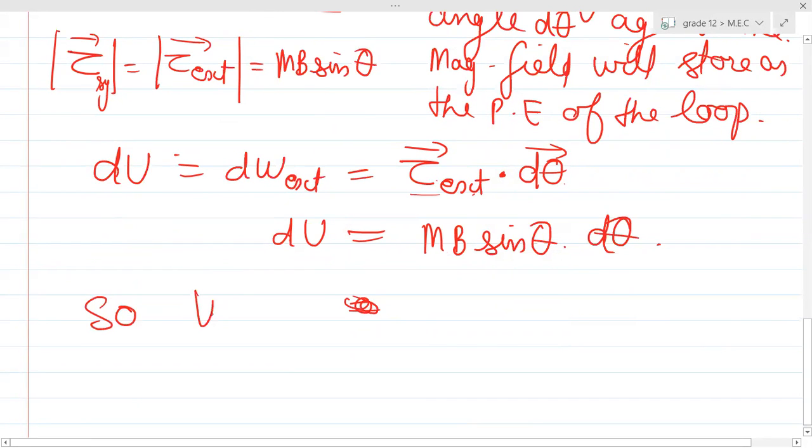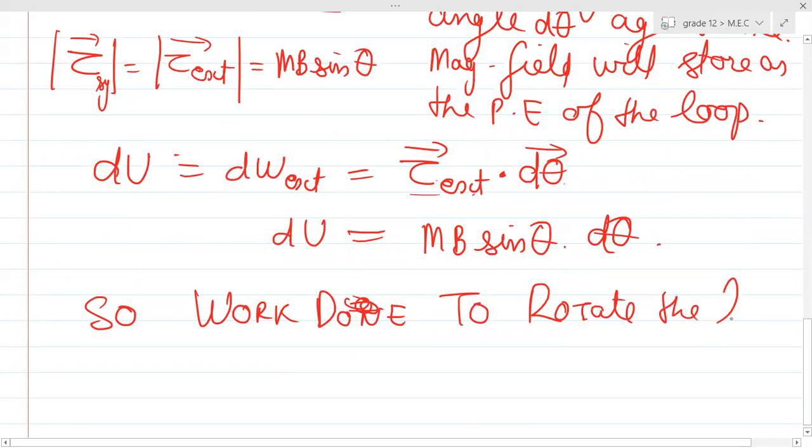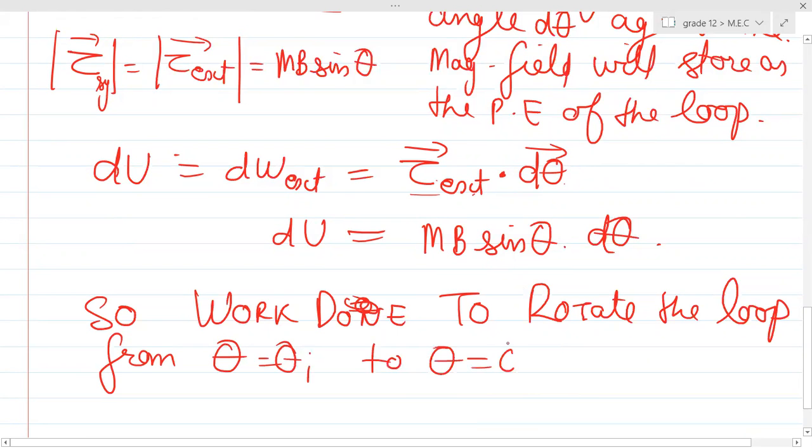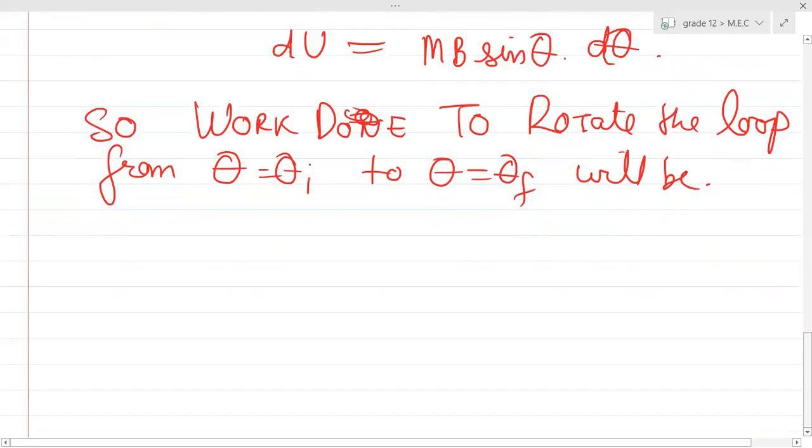Yes, sir. So the work done to rotate the loop from theta equals theta i to theta equals theta f will be. That is basically what you want.